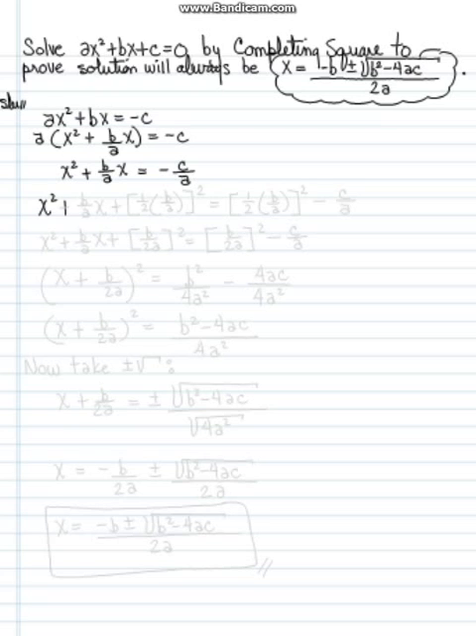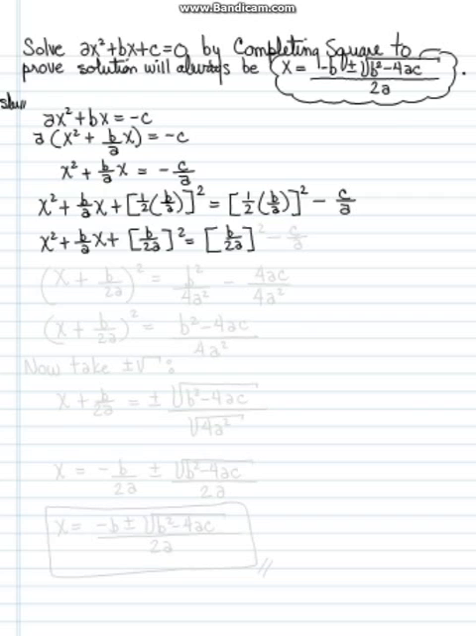So write down the left side, x squared plus b over a times x. Now add bracket 1/2 the coefficient b over a, close your bracket, and square it. Now add that value to the other side also. And you're adding that to, let's see, minus c over a. Okay, now we're ready to simplify inside the bracket. b over 2a is the simplification of the interior of the bracket.